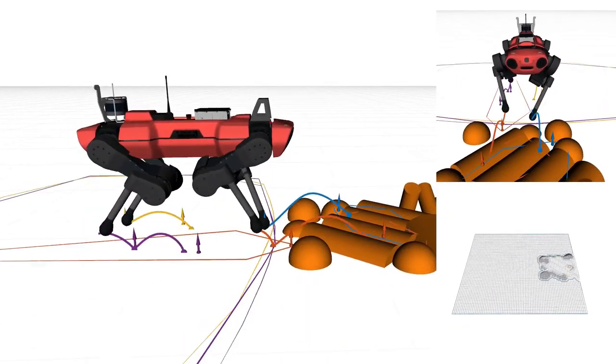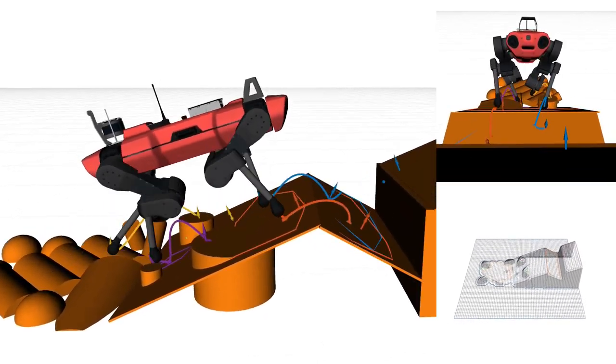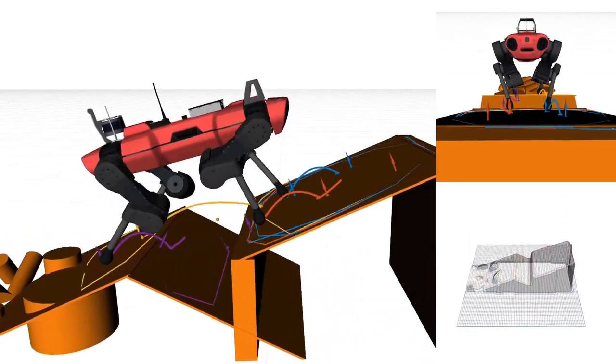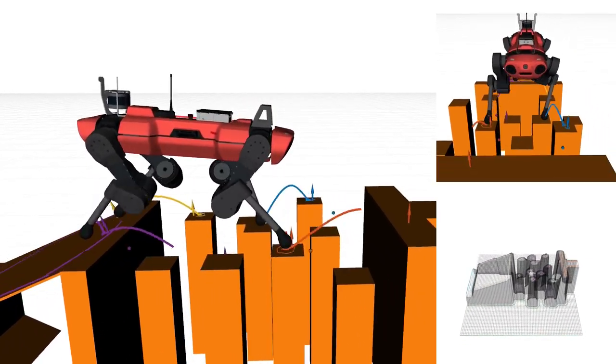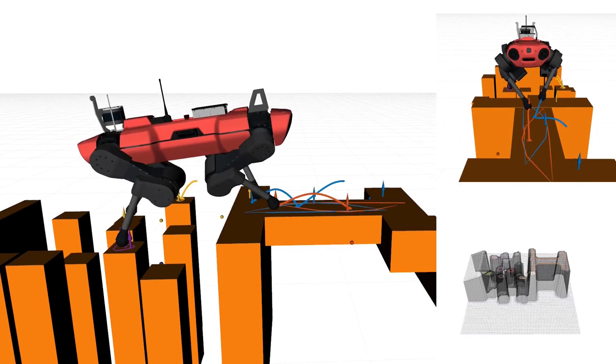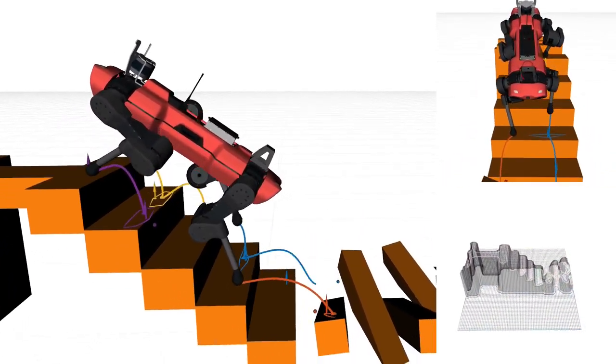We demonstrate our controller in simulation on an obstacle course that consists of slopes, gaps, stepping stones, and other rough terrains. The visualization shows the planned trajectories for the feet and the convex foothold constraints used during optimization. The current elevation map and plane segmentation are shown on the bottom right side of the screen.